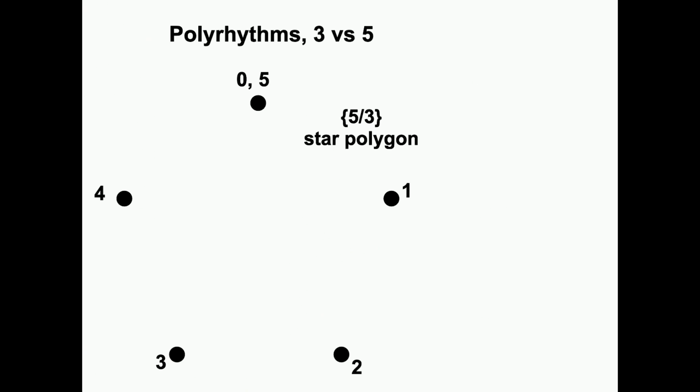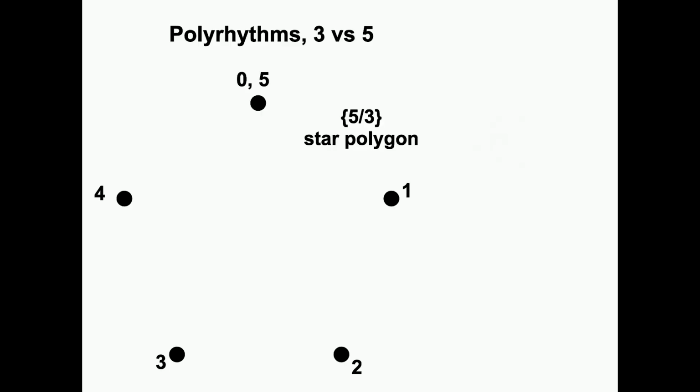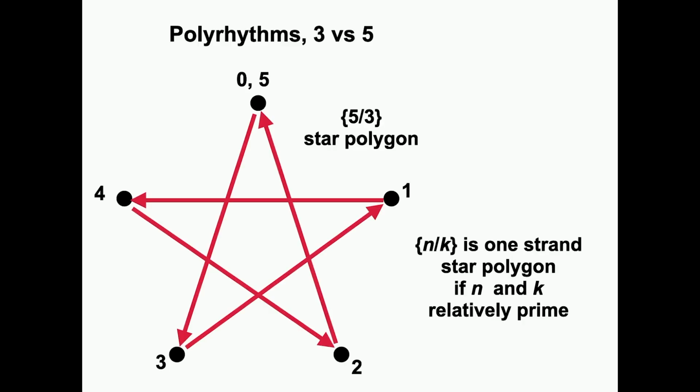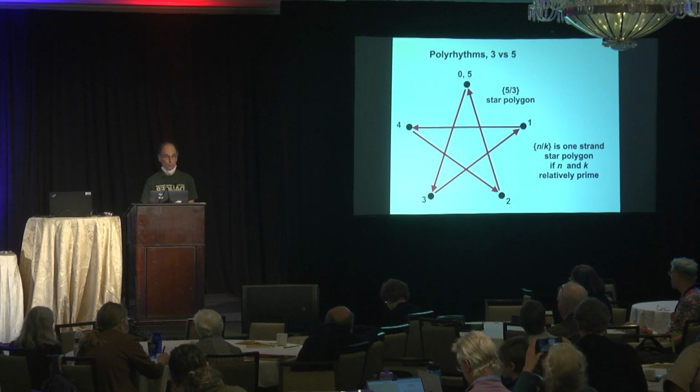Well, here's a way to notate, to visualize that kind of thing with star polygons, a 5/3 star polygon, which, because 5 and 3 are relatively prime, gives you one strand that goes, as a Hamiltonian tour, to every point exactly once.